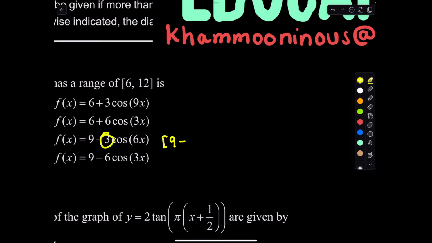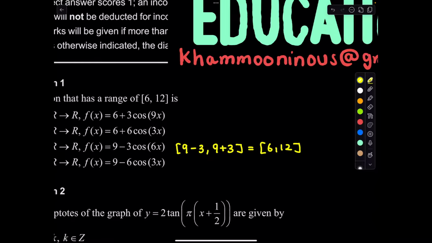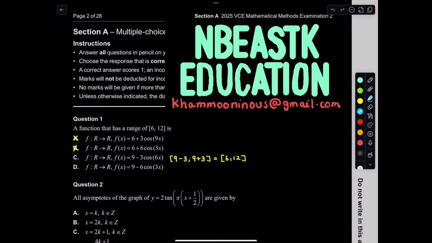Minus the amplitude, which is 3. And then it'll be 9 plus 3, which gives us what? That will give us 6 and 12. Aha, jackpot. Do you see how that's the same as what we want here? And there it is. So it's actually C as your answer.